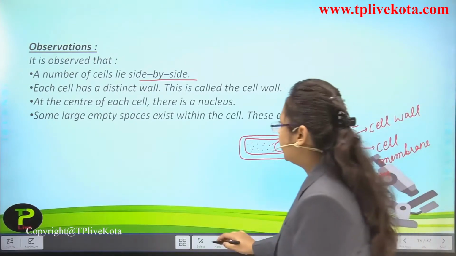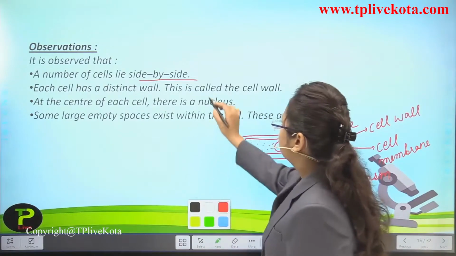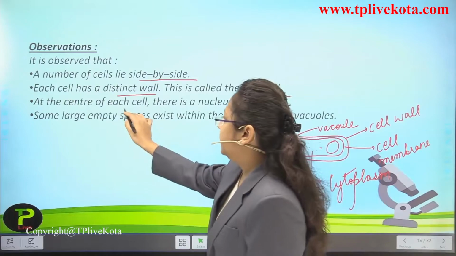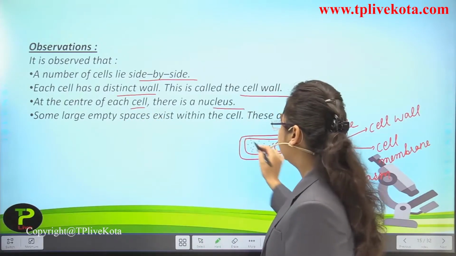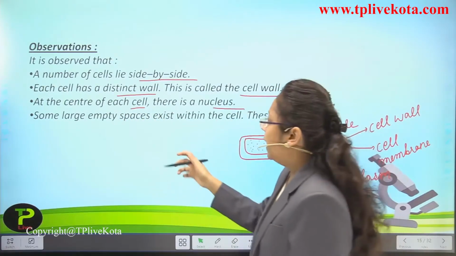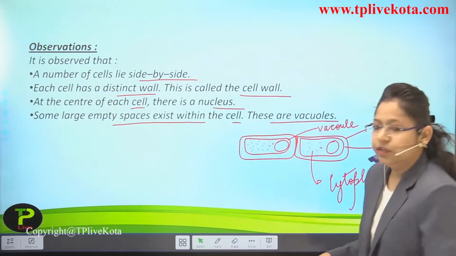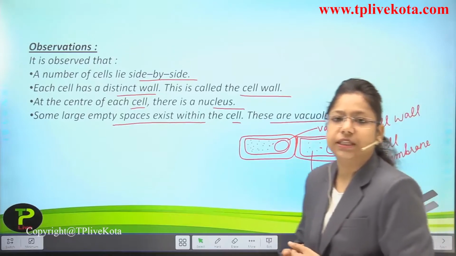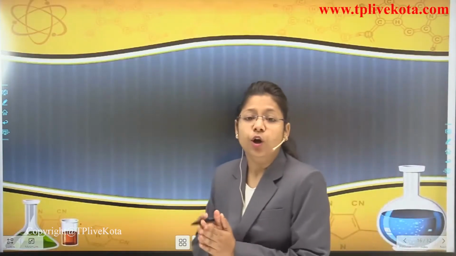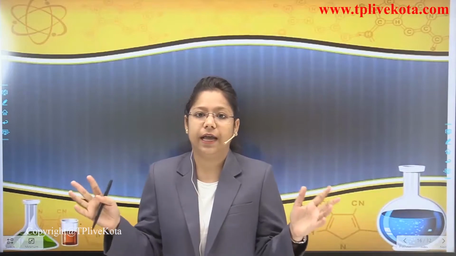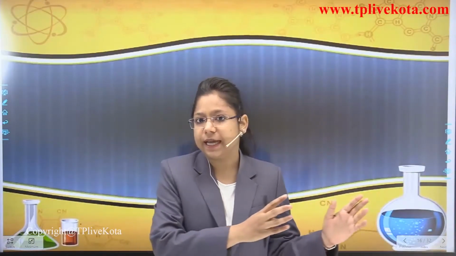Okay, so you can see here the distinct wall that is called the cell wall. In the center of each cell there is a nucleus. The nucleus can be seen, and the large empty spaces within the cell are known as vacuoles. So the large vacuoles can be seen inside the plant cell. And we have to see a particular video to understand how the staining takes place, how the glass slide is prepared, and how every procedure is to be carried out.